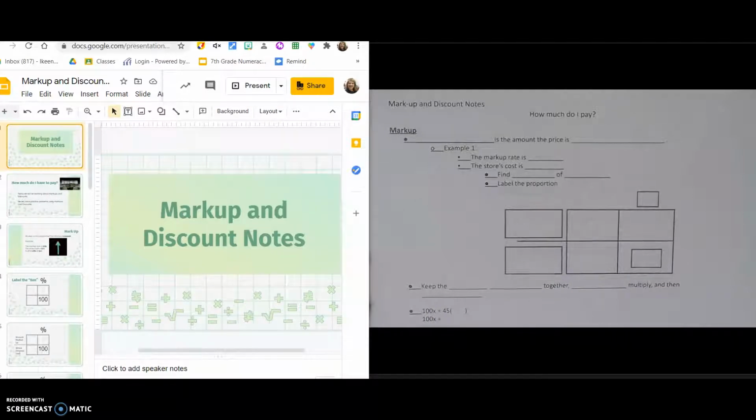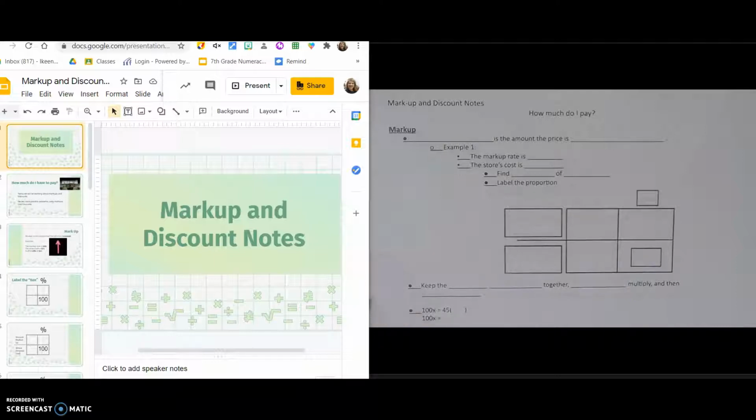Alright guys, these are your video notes for markup and discount notes. The slides presentation is on the left. There should be two things on your screen that you can see: the Google Slides on the left, and on the right a paper with my document camera. I also want to tell you that if you choose to take digital notes, these digital notes are on slides 18 through 21.